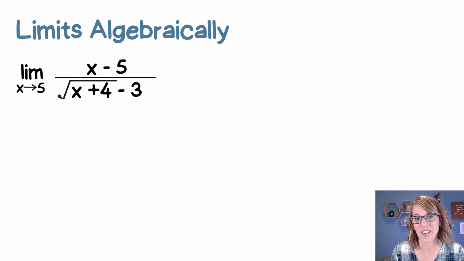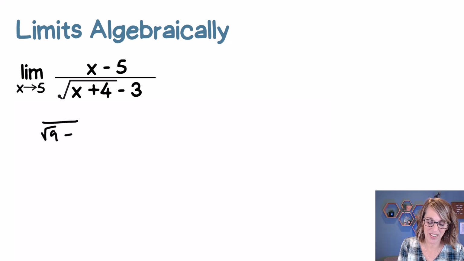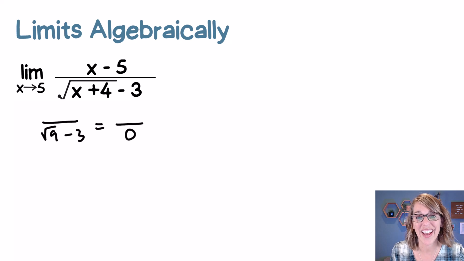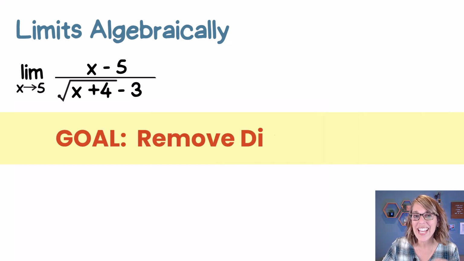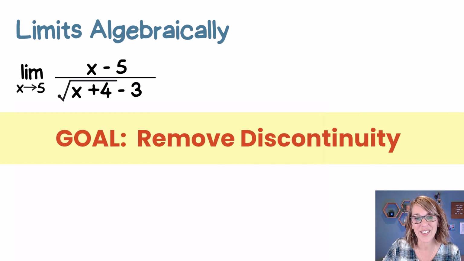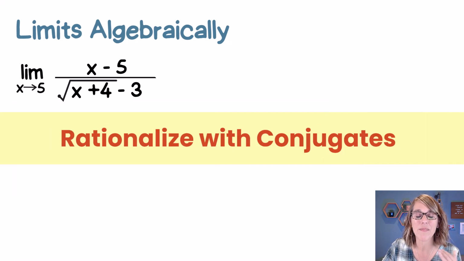Limits of functions with radicals is another common one that you're going to need to know how to simplify. If I attempted to put 5 into the denominator here, I end up with the square root of 9 minus 3, and I get a 0 in that denominator. So I again want to remove this discontinuity, and I'm going to do it by multiplying through by some conjugates.